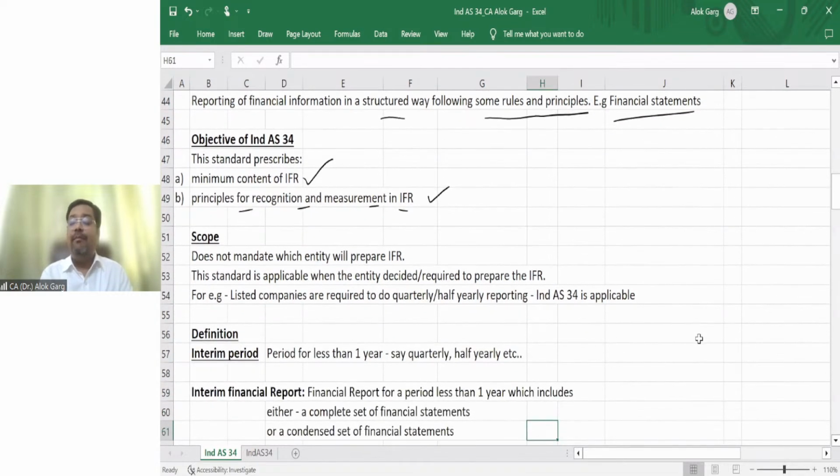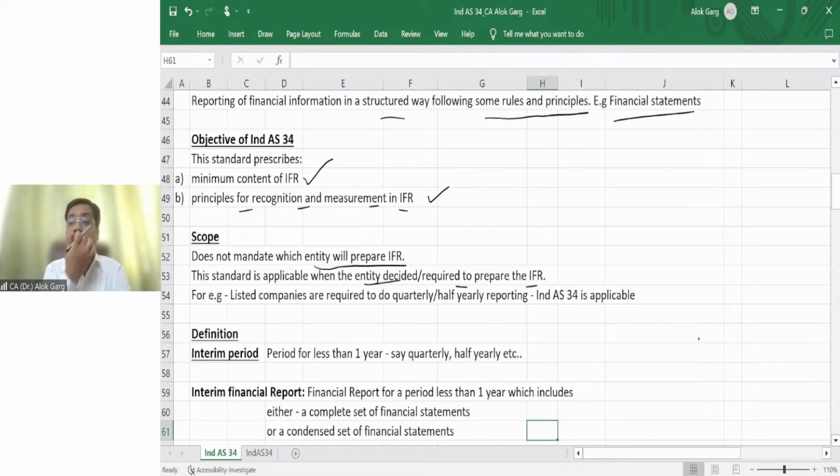This standard does not mandate which entity will prepare interim financial reporting. This standard does not talk about which entity Ind AS 34 will be applicable to. This standard says that it applies when the entity decides, or is required, to prepare the interim financial report as per its own decision or as per any law.